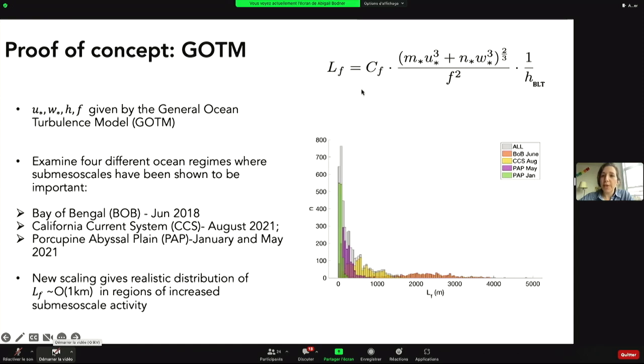So we were able to find the estimated frontal width in these different observational campaigns. And generally we find that most of the observed ones are below 1 kilometer, which is, again, on the scale of what's expected for submesoscale. And in these regions as well, we find regions of intense submesoscale activity, which agrees quite nicely.